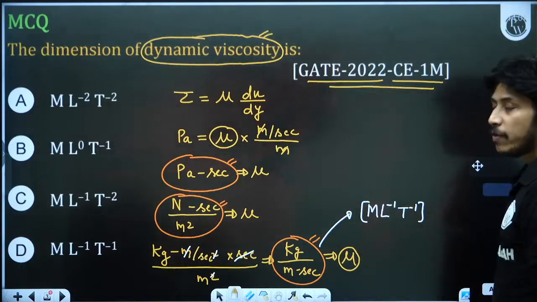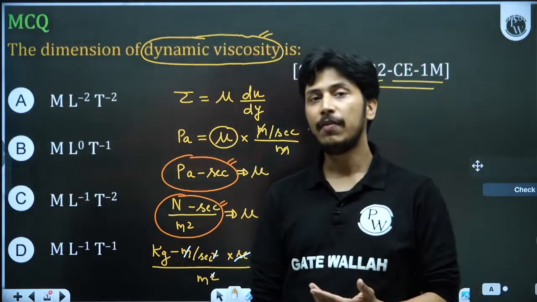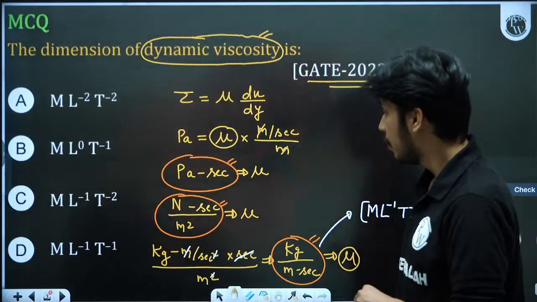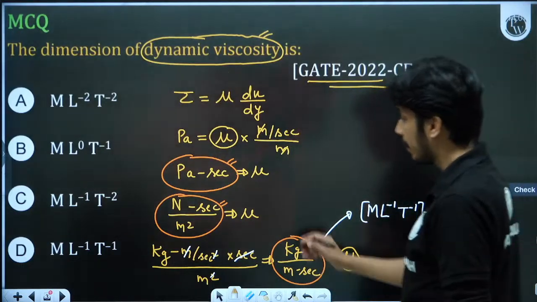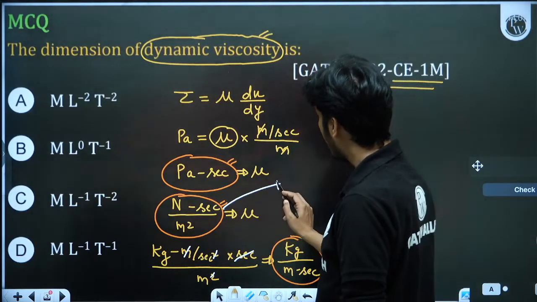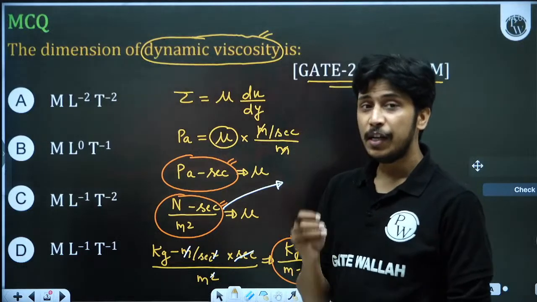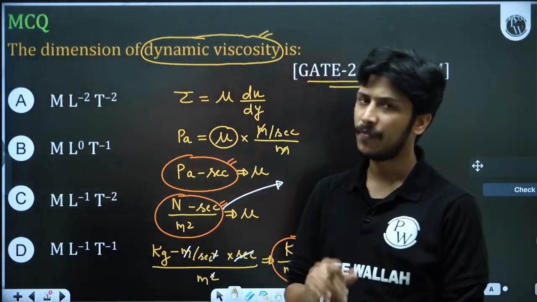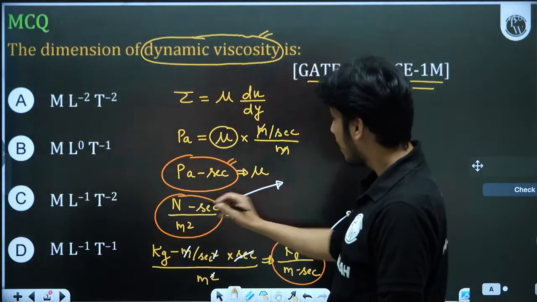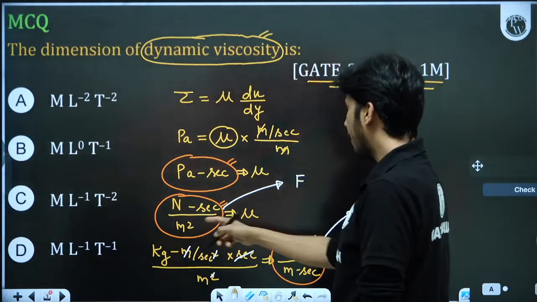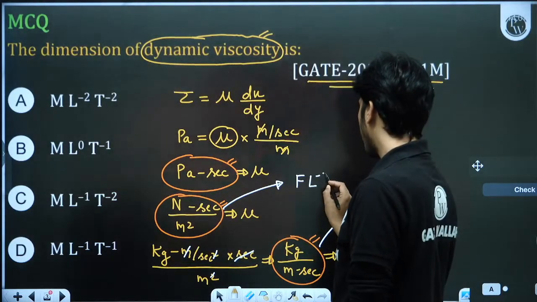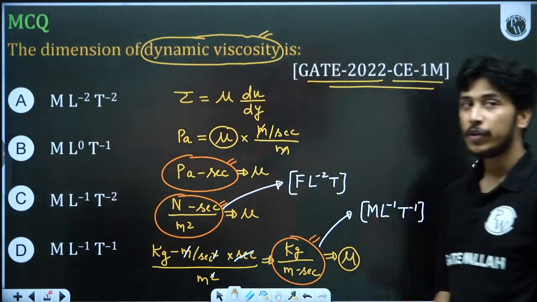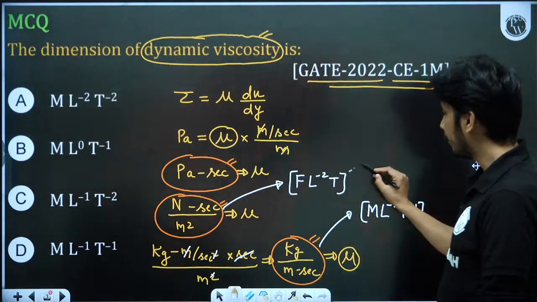But sometimes what will happen in the exams, they will not give you the option in MLT. They can give you the options also in FLT. So let's consider how we will calculate in FLT from here. FLT means Newton we will write down in F. In FLT system, force is the fundamental quantity. So we will write the Newton as F. So F upon meter square means L raised to power minus 2 into T. So FL minus 2 into T, this is also 1 unit. This is an FLT system.